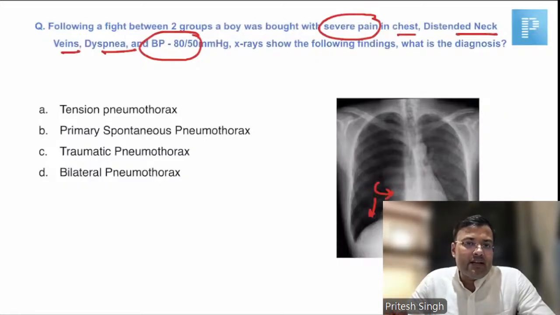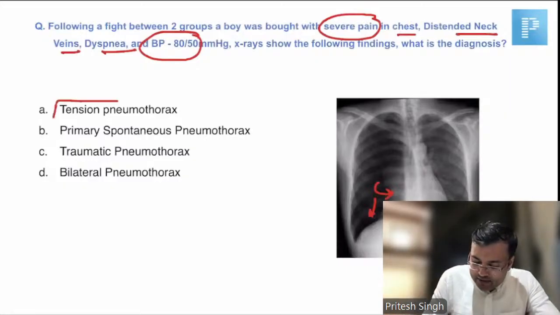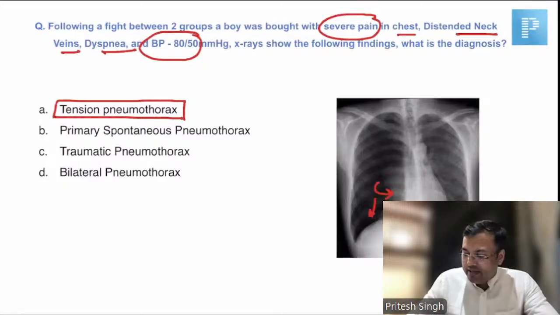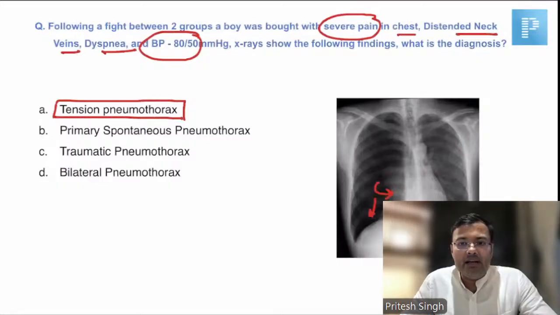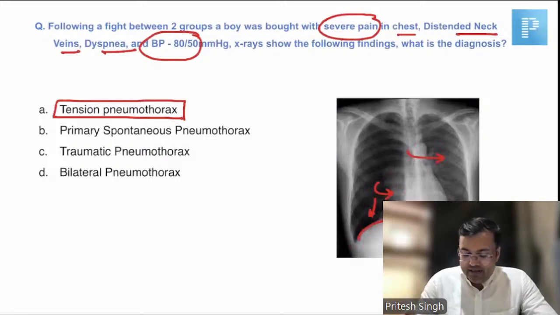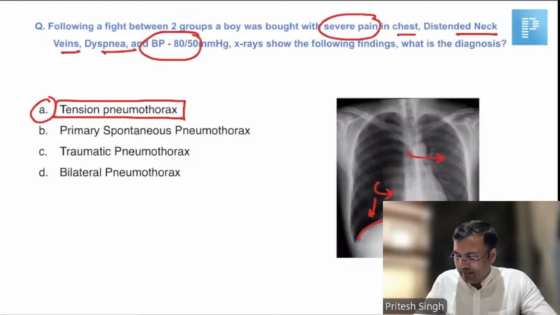This is the classical finding of tension pneumothorax. You can see there is collapse of the ipsilateral lung, shift of mediastinum to the opposite side, depressed diaphragm, and the findings: distended neck veins, dyspnea, and hypotension. Clear? So the classical finding is tension pneumothorax.